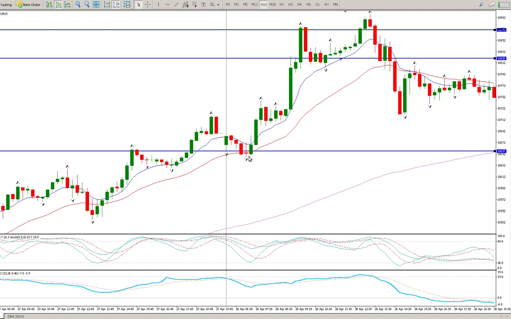That pattern that you see there, whenever you see that kind of stuff, it's a fairly good pattern for a move to the upside.